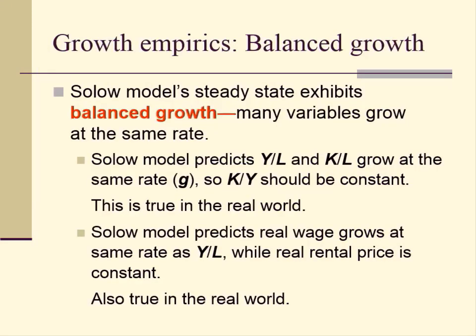Now let's discuss growth empirics. The Solow model steady state exhibits balanced growth, that is, many variables grow at the same rate. First, the Solow model predicts output per worker and capital stock per worker grow at the same rate g. If that's the case, then K over Y should be constant. That is, capital as a share of total output should be constant. And this is true in the real world. Second, the Solow model predicts that the real wage grows at the same rate as output per worker, while the real rental price is constant. And this is also true in the real world.